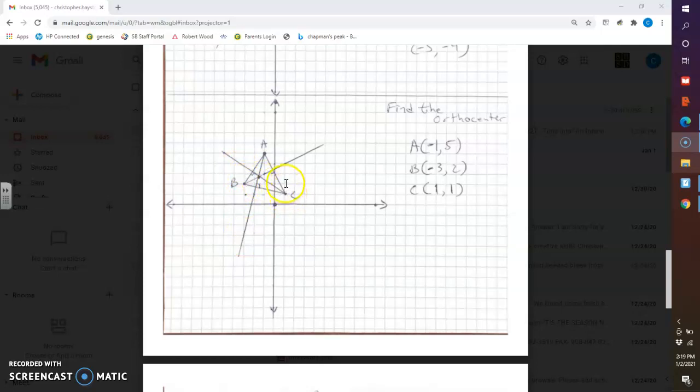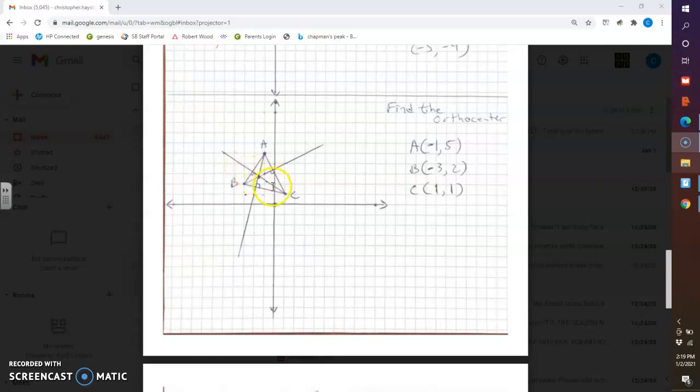Coming this way, my AC line is up 1, 2, 3, 4, left 2. So it's a negative 4 over 2, so the slope is negative 2. So my opposite reciprocal is 1/2. Up 1 over 2, and that's enough to get me through. And then finally, AB has a slope of 3 over 2. So this slope should be negative 2/3. Up 2, left 3. And that's how I draw my third orthocenter in.